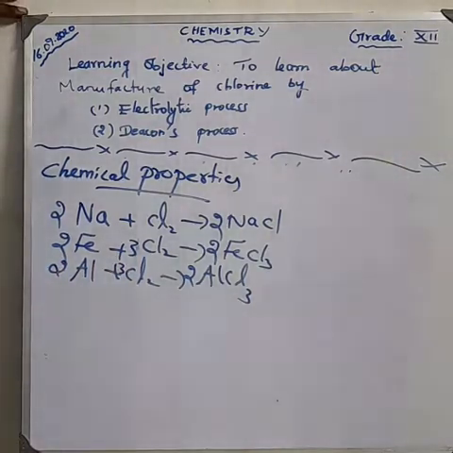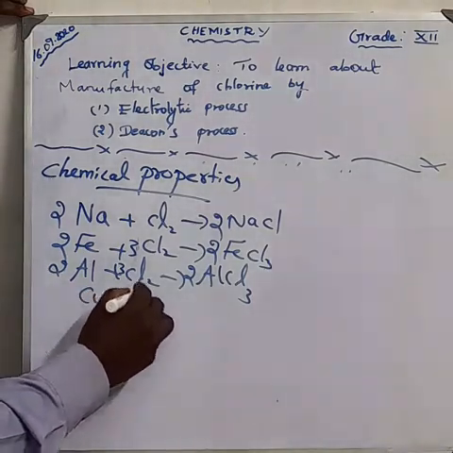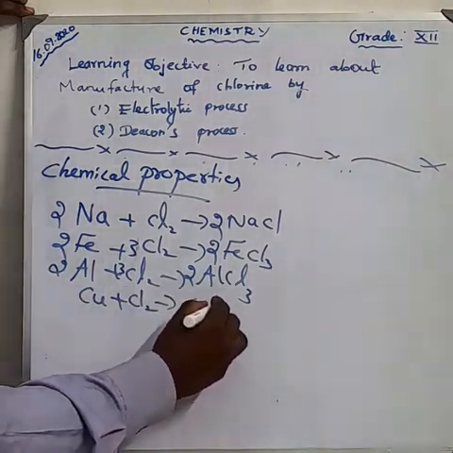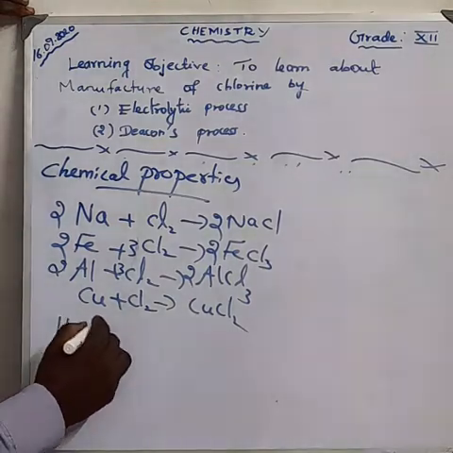Now the equation is balanced. Next, copper. Copper reacts with chlorine to form CuCl2, copper chloride. Next, hydrogen combines with chlorine.